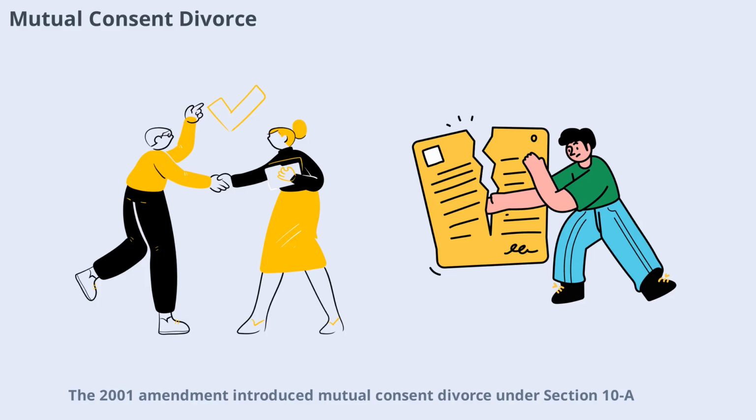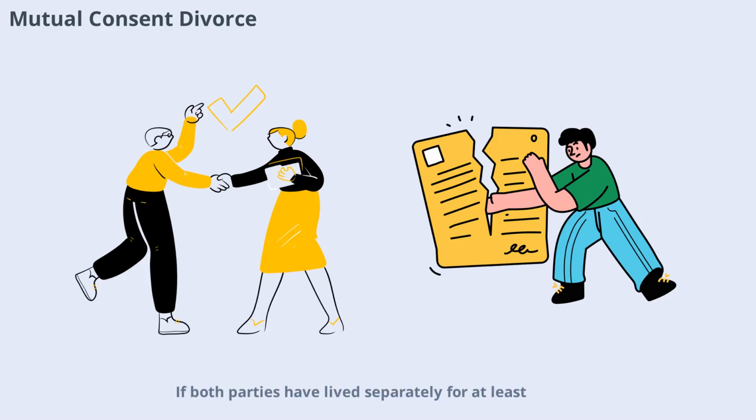The 2001 amendment introduced mutual consent divorce under Section 10A. If both parties have lived separately for at least 2 years and agree that the marriage should end, they can jointly file for divorce. This provision removes the need to prove fault, making the process more amicable and less adversarial.